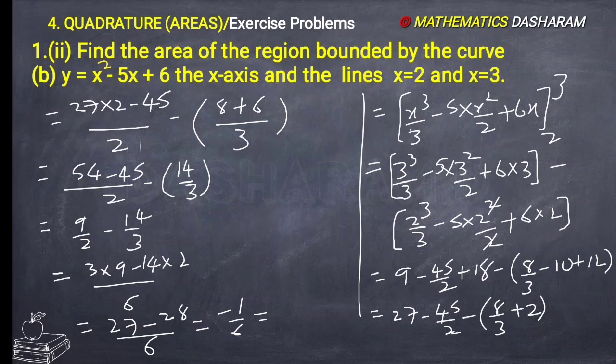But we already know that the area formula is the modulus of the integration a to b f of x dx. So if you get a negative answer, the area becomes positive. So minus 1 by 6 is considered with the mod symbol, so the area is 1 by 6 square units.